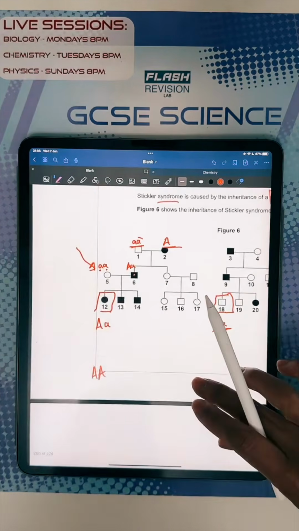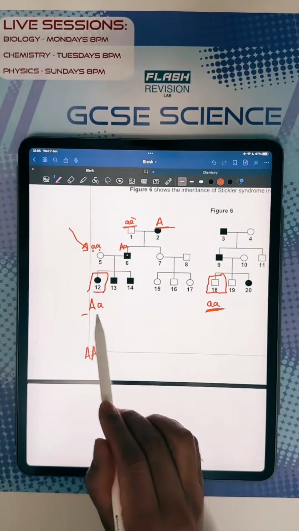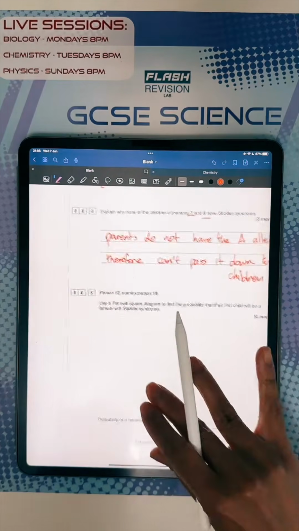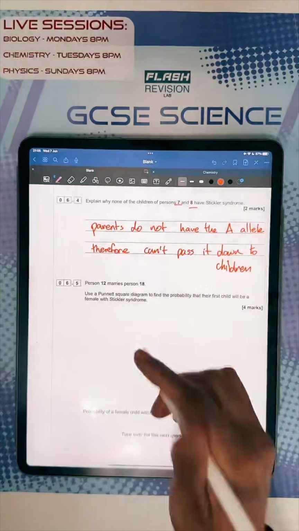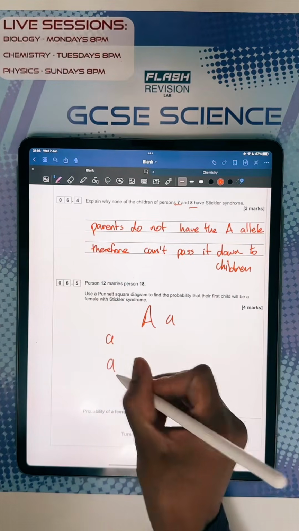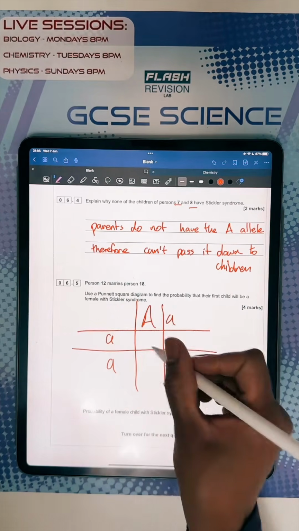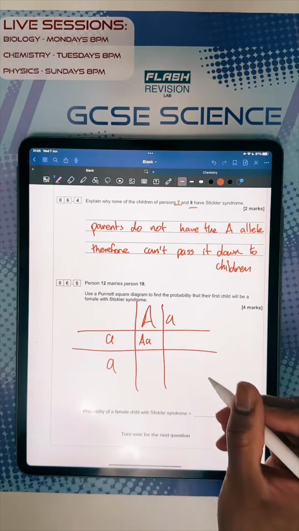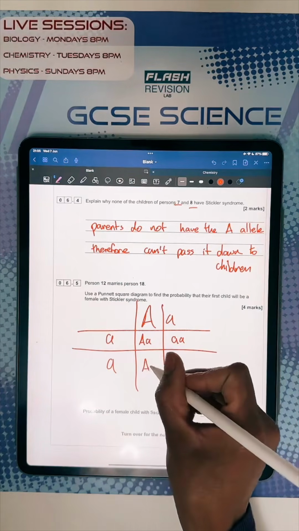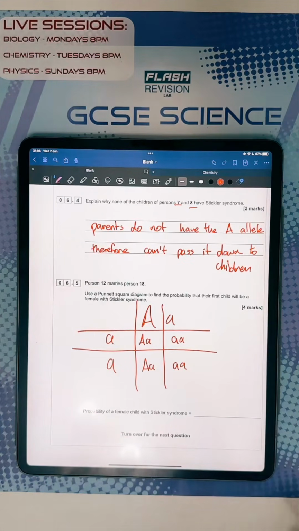Okay? Okay, good. So the question was asking for a Punnett square. It was a Punnett square of big A, small a, and small a, small a. So let's do that. So that's going to be this: small a, big A, small a, small a, small a. There's a trick in this question. What's the answer to the question?